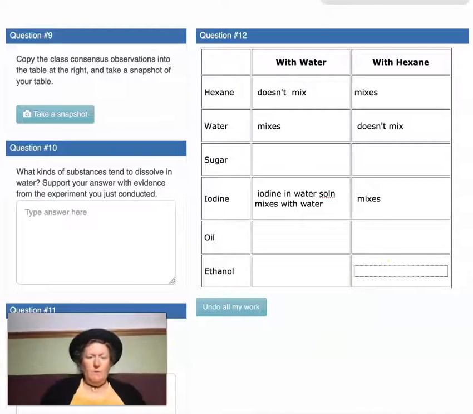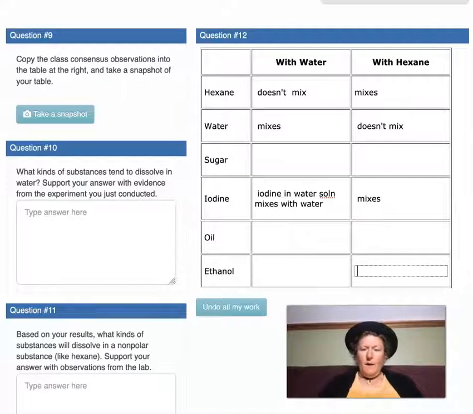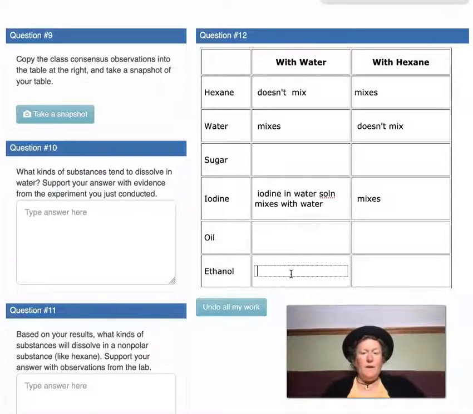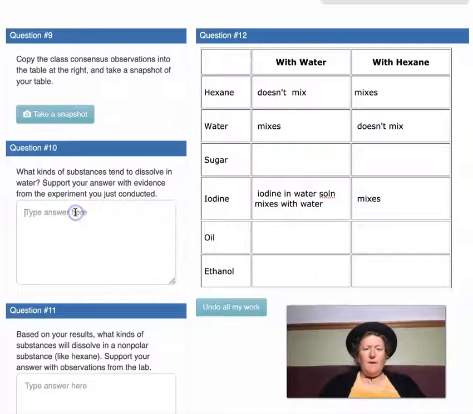So I have a sheet with photos of all of these mixtures, after they've settled and had a chance to separate out or not separate, and I will also put that in the description for this video. So your job is to finish filling out this table and find a pattern.